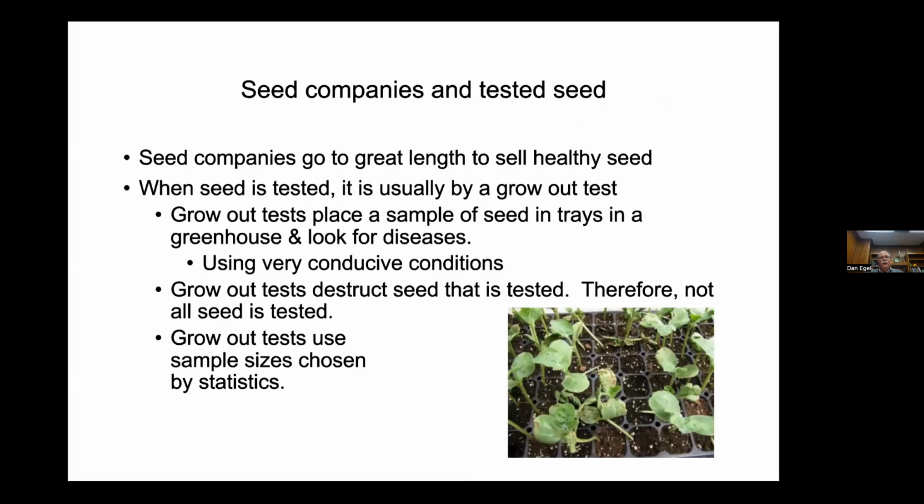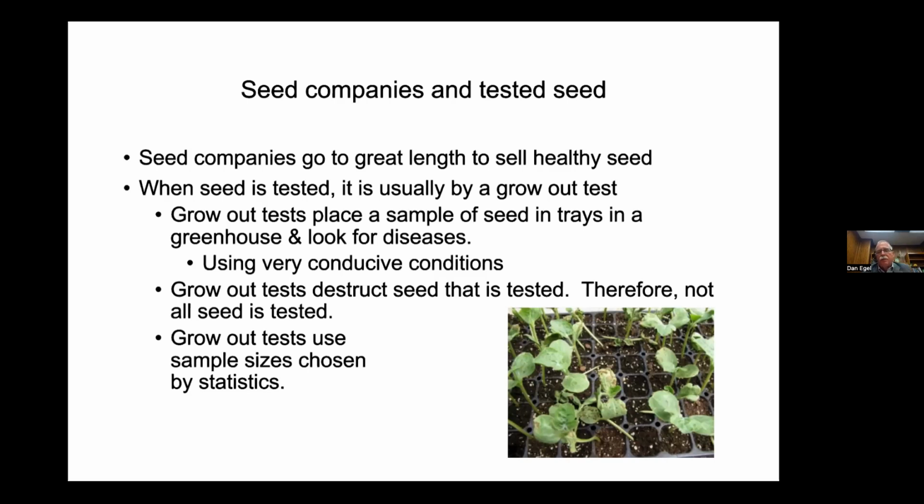So I used to work for a seed company. I know seed companies go to great lengths to sell healthy seed. But when seed is tested, it's usually done by what's called a grow out test. And the way that's done is simply to grow the plants from the seed in the greenhouse in very conducive conditions, watered overhead, very high humidity, and try to get disease out of that seed. And if you get diseased seed, then they throw out that seed lot.